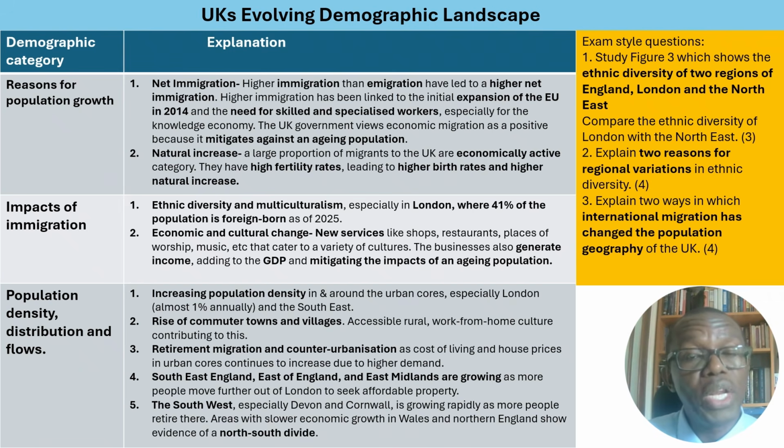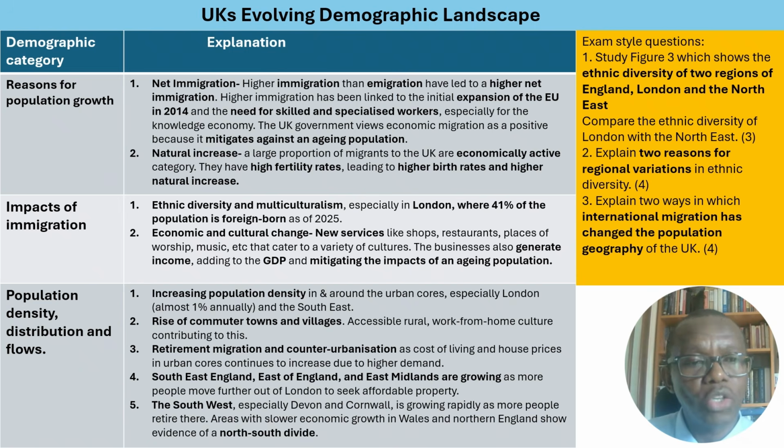The second reason for population growth, like we had mentioned earlier, is natural increase. A large proportion of migrants to the UK are in the economically active category. They therefore have high fertility rates, leading to higher birth rates and higher natural increase. So that means that the people who come to work here in the UK tend to be in that economically active age category, the one that we talked about as Generation Y, which is between 29 and 44 years of age. These people are also in the category that is likely to have children, and that is also leading to a natural increase in the population.